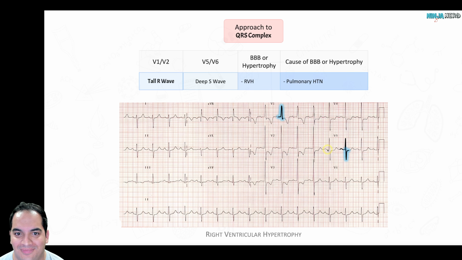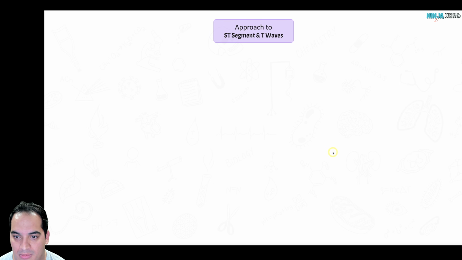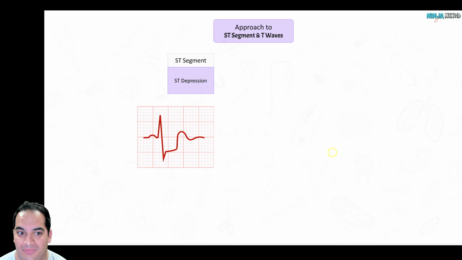All right. We move on to the next component here, and this is the behemoth. This is where it really counts. You can't miss some of this stuff here. So I want to talk about how we approach the ST segment and the T waves, especially if a patient comes in with angina, so chest pain.